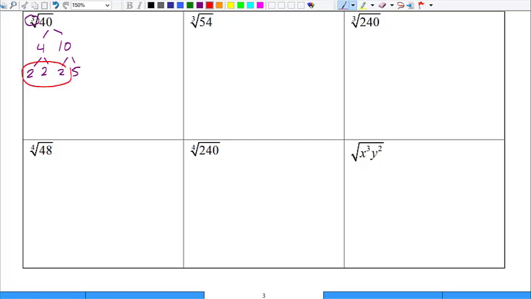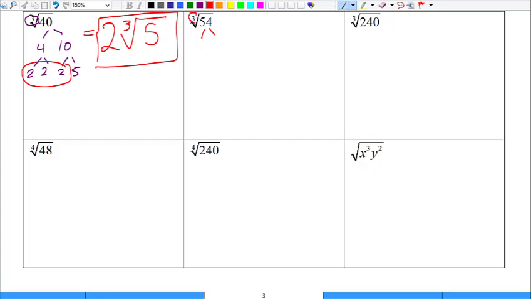I see now I have 3 2's. So the 2 gets to go out of the radical. The cube root stays a cube root. If you start with a cube root, you better end with a cube root if there's still anything left inside the house. So the 5 stays home, and then you're done.